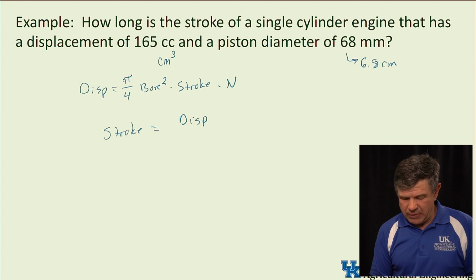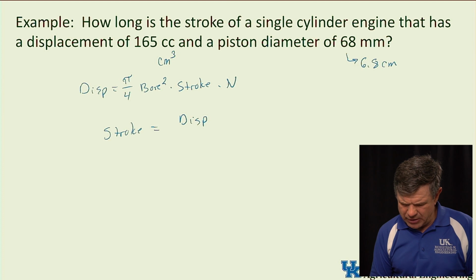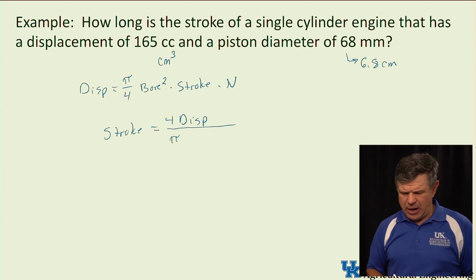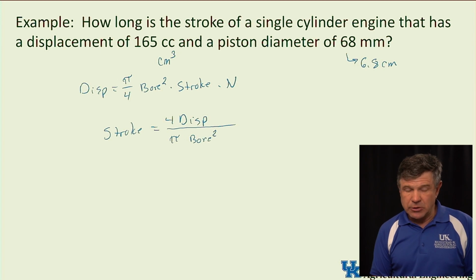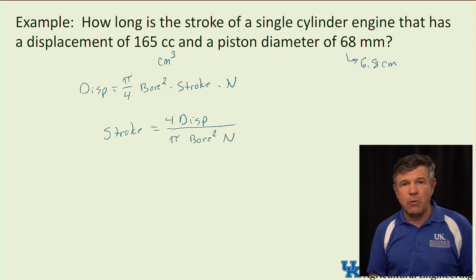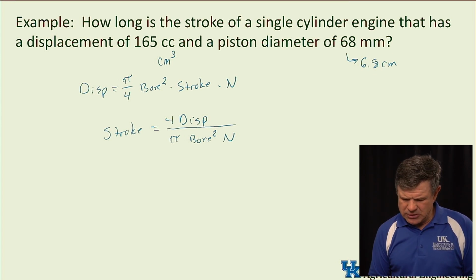The 4, we have pi over 4, so the 4 and the pi go upside down when they go over there. So this is going to be 4 on the top and pi in the denominator. So the 4 over pi go the opposite way. The stroke is there. The bore was on the top, so the bore is now going to end up on the bottom. So we have bore squared. And we also have the n on the right-hand side that's going to end up in the denominator. So this is what our equation looks like. Stroke is equal to 4 times the displacement over pi times the bore squared times n. Now we can just plug numbers into this.